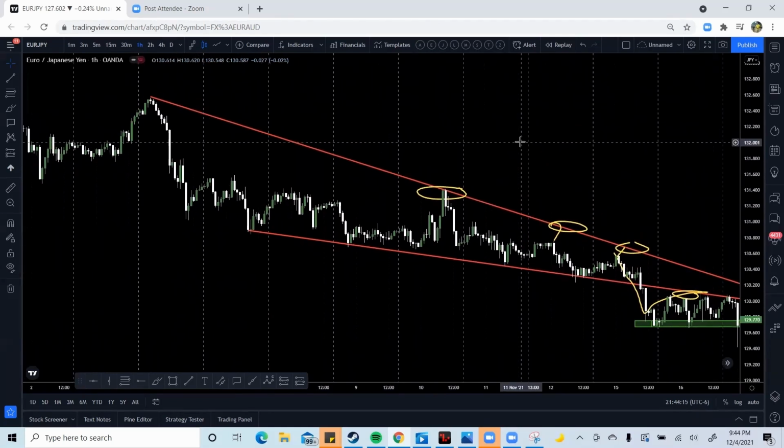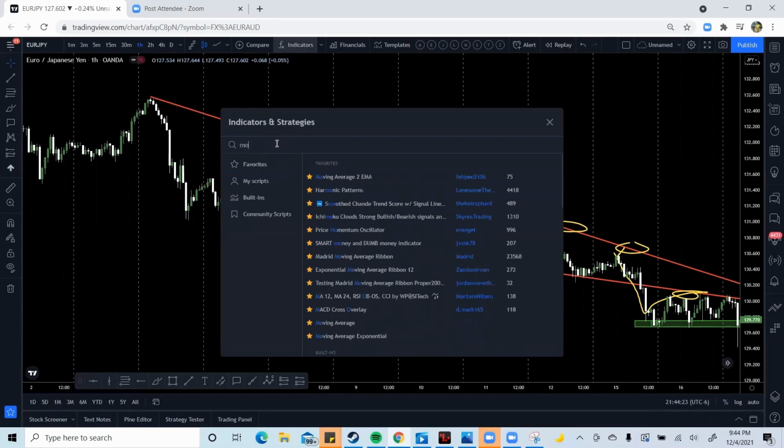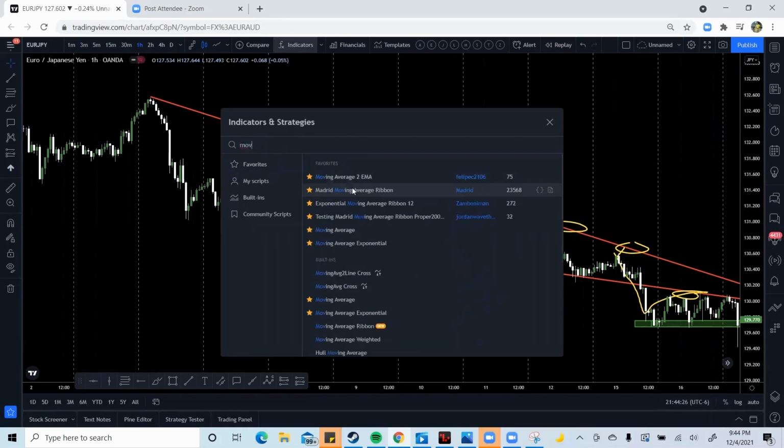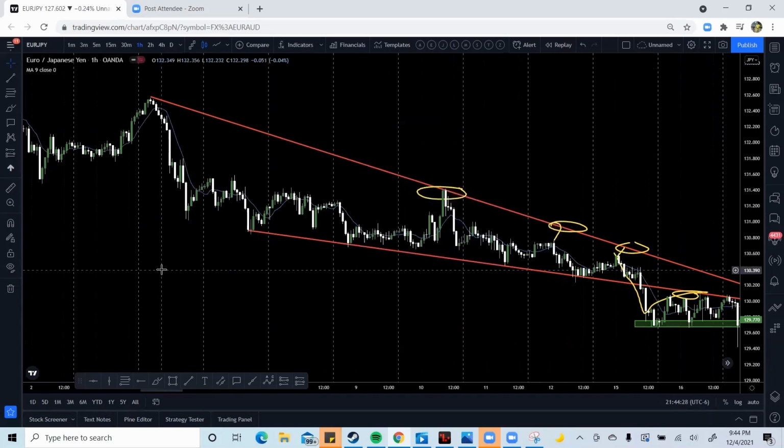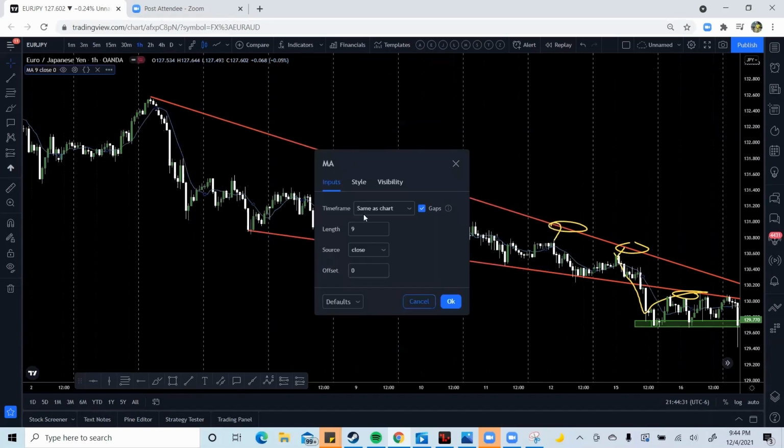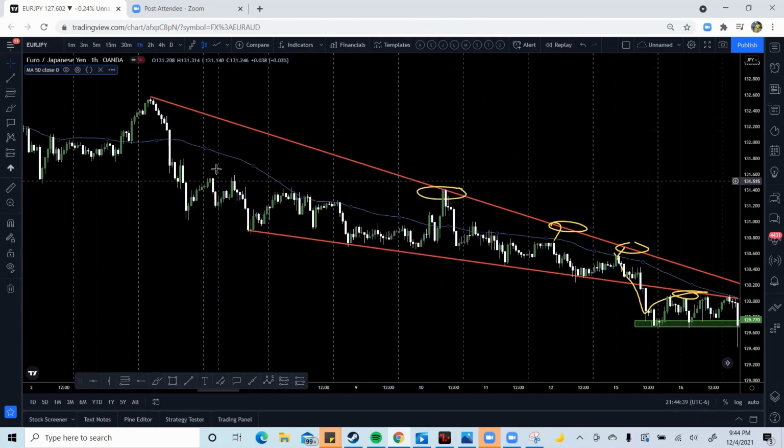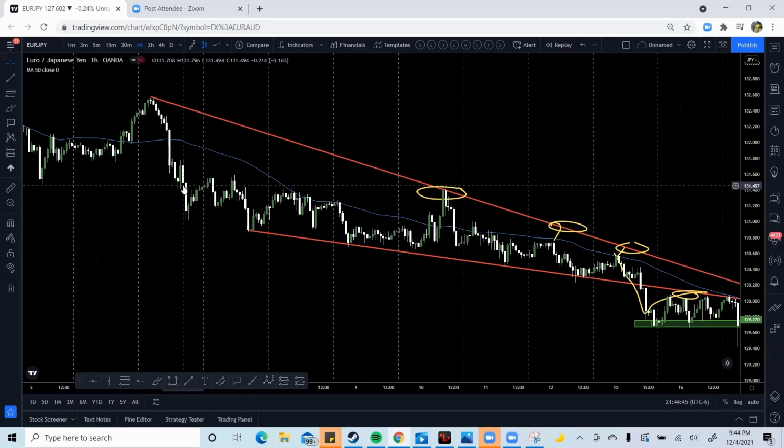Now let's look at some dynamic support resistance. Now these are usually in the form of indicators. So we're going to start with your moving average. So your moving average, a good one to use for support resistance is the 50 moving average. So this moving average here, what you like to know about dynamic ones is that a dynamic moving average is not necessarily just for support resistance.